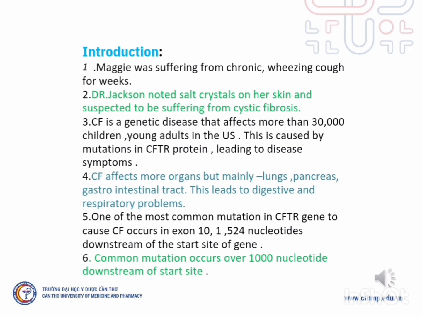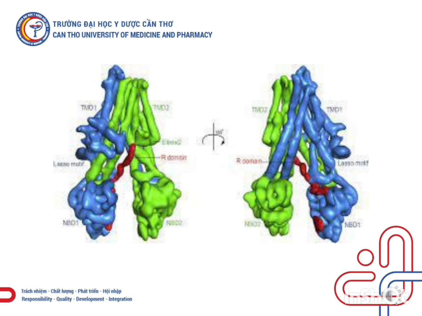Cystic fibrosis affects many organs but mainly the lungs, pancreas, and gastrointestinal tract. This leads to digestive and respiratory problems. One of the most common mutations in the CFTR gene that causes cystic fibrosis occurs in exon 10, 1,524 nucleotides downstream of the start site of the gene. Common mutations occur over 1000 nucleotides downstream of the start site. Now, the mutation found in Maggie's DNA sequence will be explained by my friend Vanilla.